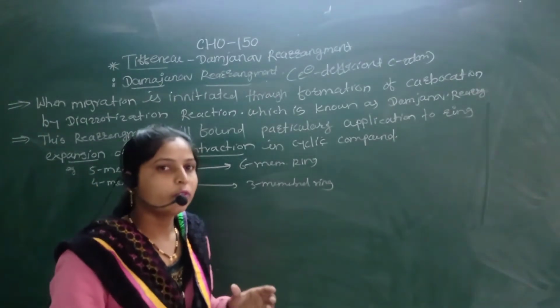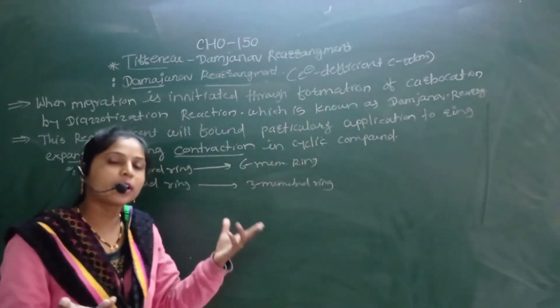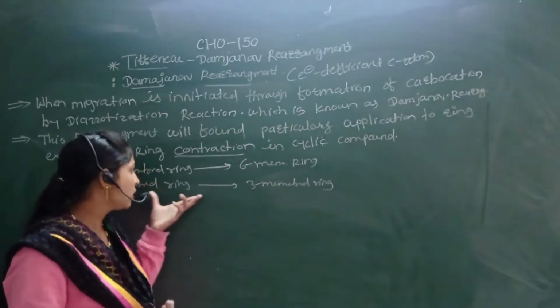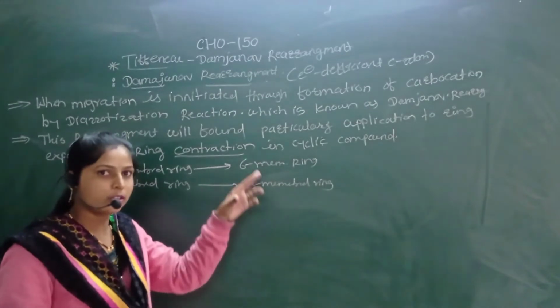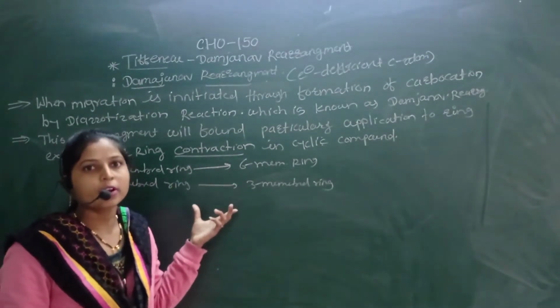When the number of carbon atoms goes on increasing, that is a ring expansion. When the number of carbon atoms goes on decreasing, that is a ring contraction reaction. This is well to remember. See here, okay, this is for your kind information.